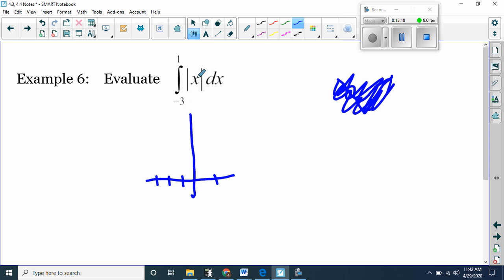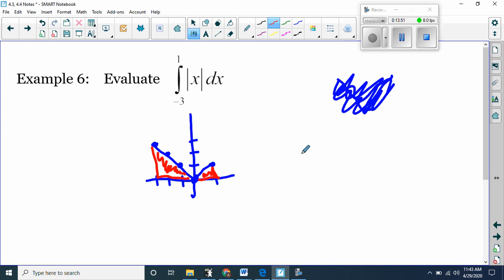So if I plug in -3, I get +3. If I plug in -2, I get +2. Plug in -1, +1. Plug in 0, gives me 0. And plug in 1, gives me 1. So the graph looks like this. We're trying to find the area under the curve, which is this area right here, as well as this area right here.